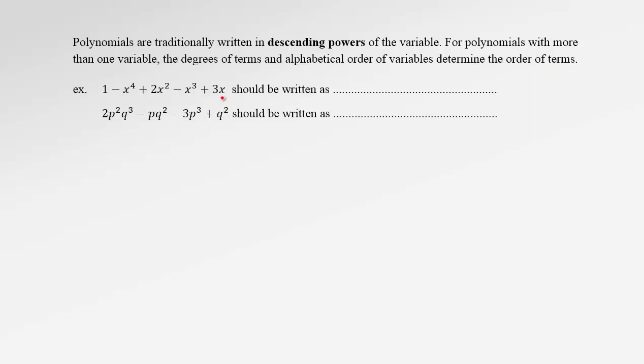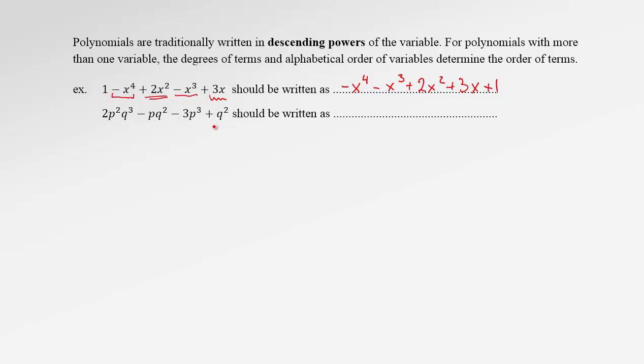If we want to write this polynomial in descending powers, we start with the highest degree term, which is negative x to the fourth. So we start with negative x to the fourth. Then the next term will be of third degree, this one. Therefore, we go with negative x cubed. And the following one is the second degree term, plus 2x squared. Then the first degree term, plus 3x. And finally, the free term, plus 1. So that's how we write a polynomial with one variable in descending order of exponents.